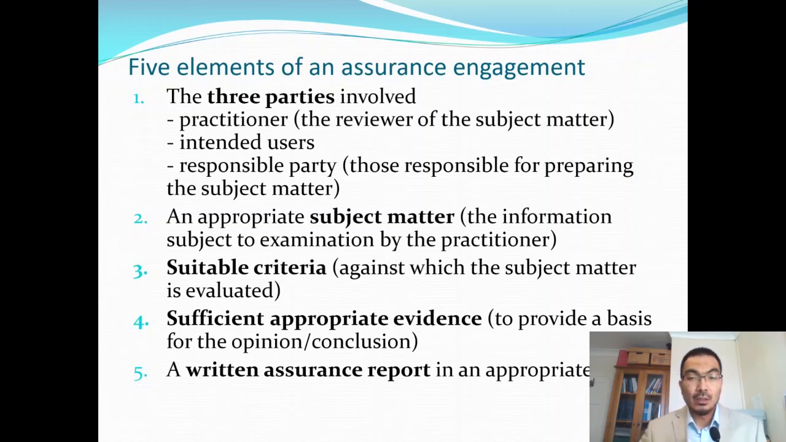And the last one is assurance report. A written report containing the practitioner's opinion, practitioners means auditor's opinion, is issued to the intended users, means shareholders, in the form appropriate to a reasonable assurance engagement or limited assurance engagement. So they will have one of the two opinions. In the report, either they will give reasonable assurance or they will have limited assurance. And we will discuss this in the later slides.